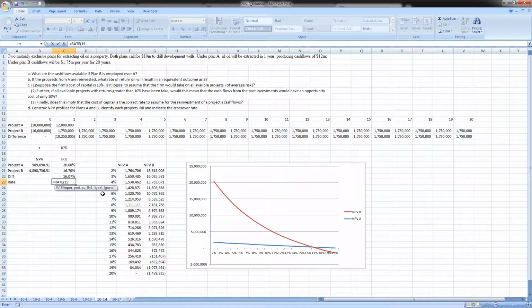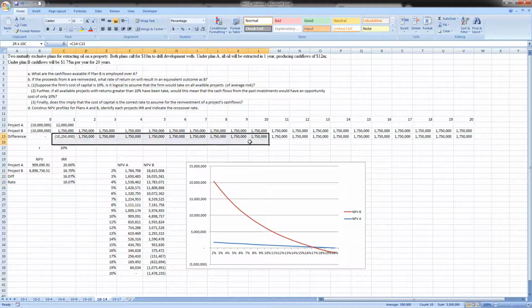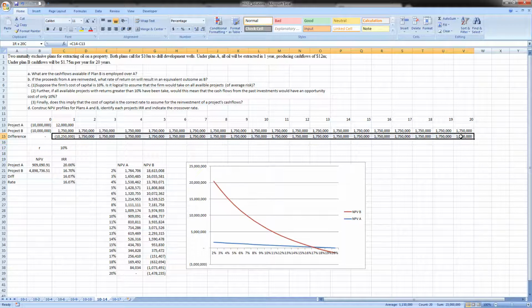So there's 19 periods where we receive a payment of $1.75 million. The present value is negative $10.25 million. Future value is 0, and the type is 0. And we can see whether we use the rate function or the IRR, what we're identifying is the incremental difference between using A or B.